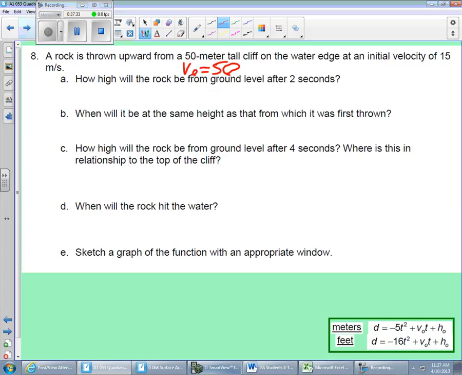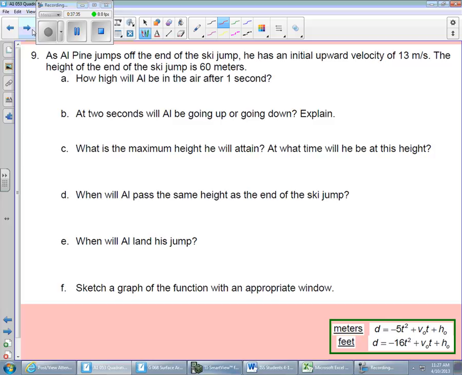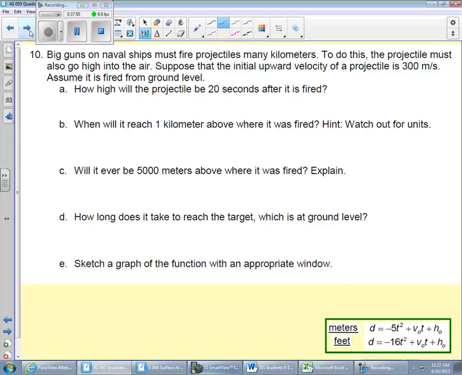It doesn't change anything. As an alpine skier jumps off the end of a ski jump, he has an initial upward velocity of 13 meters per second. The height at the end of the ski jump is 60 meters. There again, initial height, not at the ground level, 60 meters up. Again, a battleship shooting projectiles. Assume it's at ground level. That's all these problems can do.